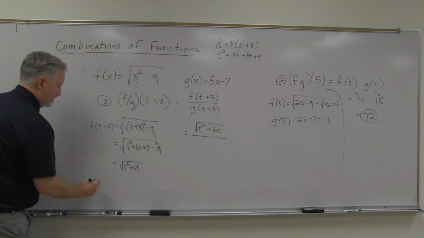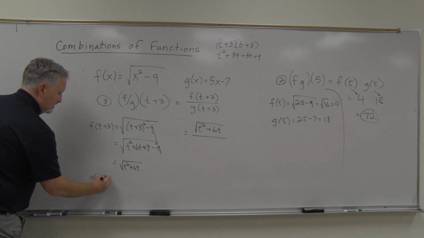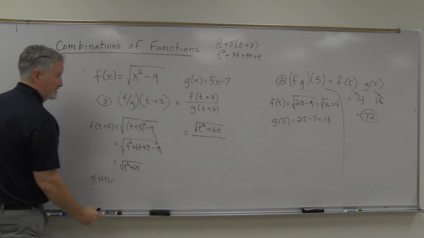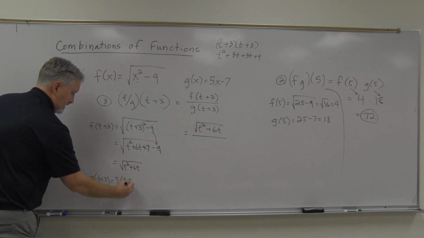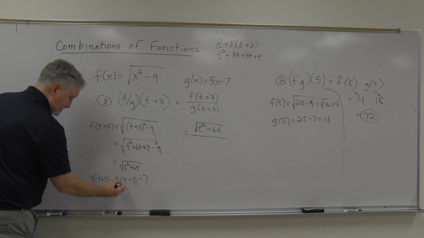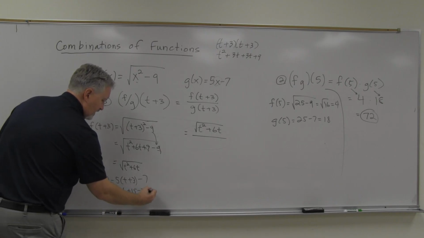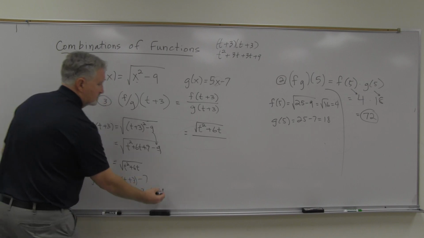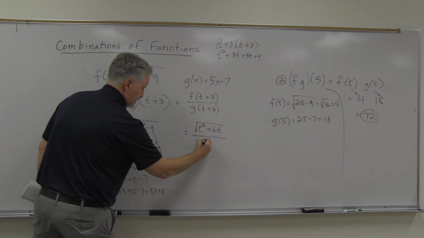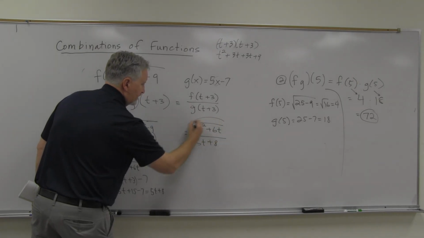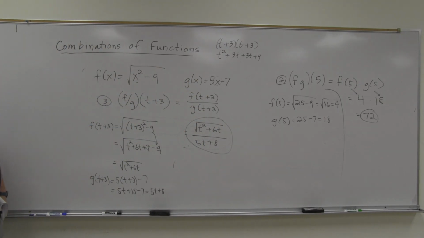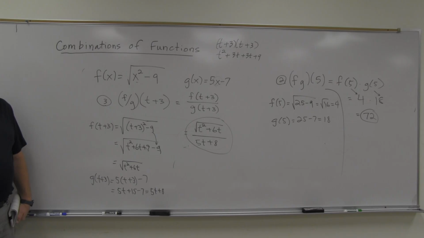And then the bottom, g of t plus 3, well, do the same thing. That's going to be, plug in t plus 3 for x there, so it's 5 times t plus 3 minus 7. Which you distribute, and then simplify. I believe that's going to get us down to 5t plus 8. And so that's what goes for g of t plus 3. I don't think there's any simplifying to be done there. All right. Any questions about that? So far, so good? Not too bad on that.